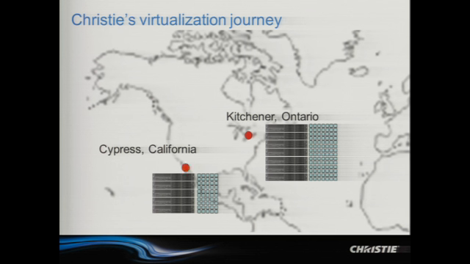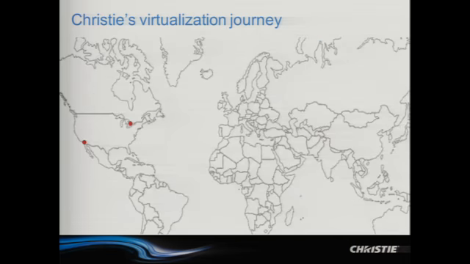And then at our Cypress, California office, we actually invested and had a virtual center, or vCenter, installed there. So now we have 2 distinct virtual centers, one in our California location and one in our Kitchener location. We've continued to grow. We also have put one out in China, as well as in the UK.